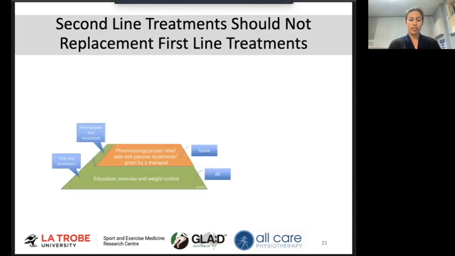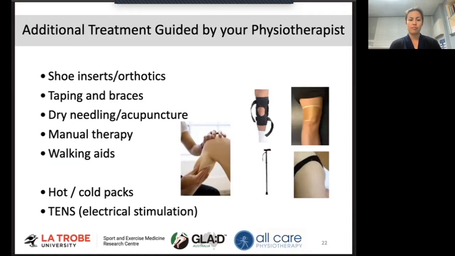So if we now look at the second line treatments, you just have to remember that these should not replace the first line treatments of education, exercise, and weight control. So these second level treatments have varying levels of evidence, which we are now going to talk through. Often they are associated with benefits in terms of reducing pain, but this is often only in the short term and should, as I said, not replace the first line treatments of education, exercise, and weight management.